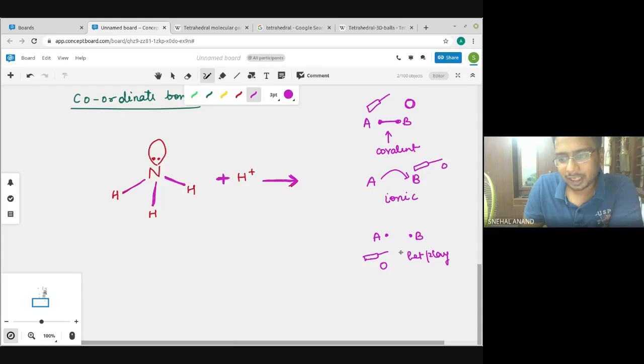Yeah, so they are just sharing. They're not donating. He's not giving it to him. He says, see, I have both bat and ball. You can come and share with me. Okay.